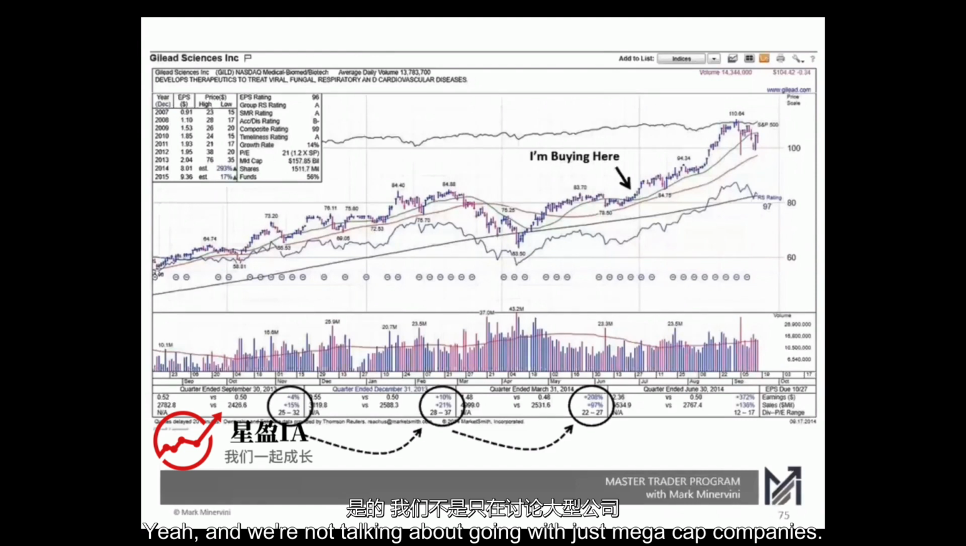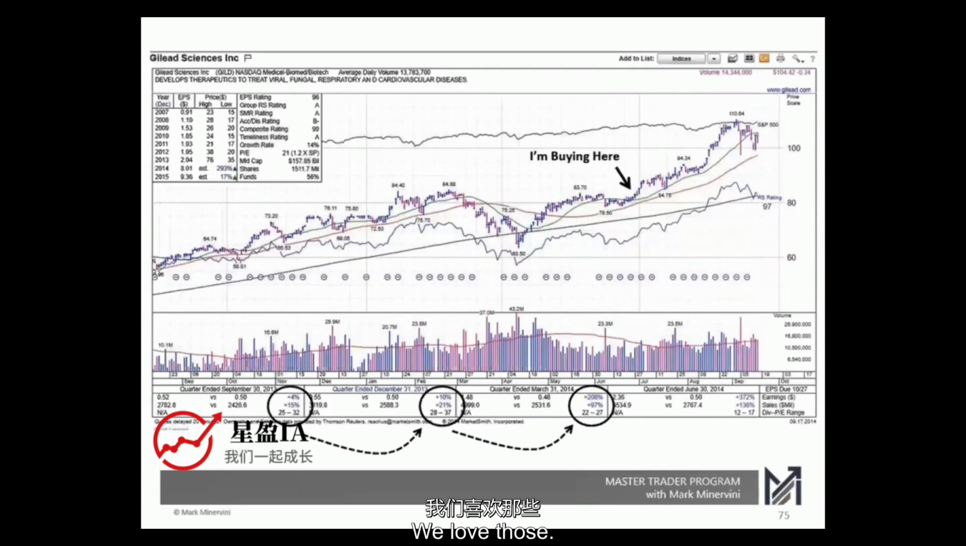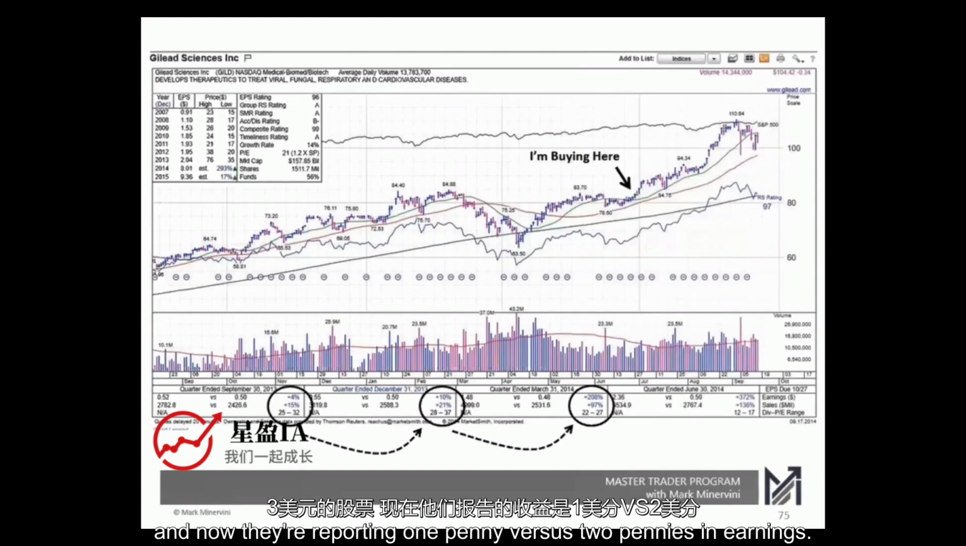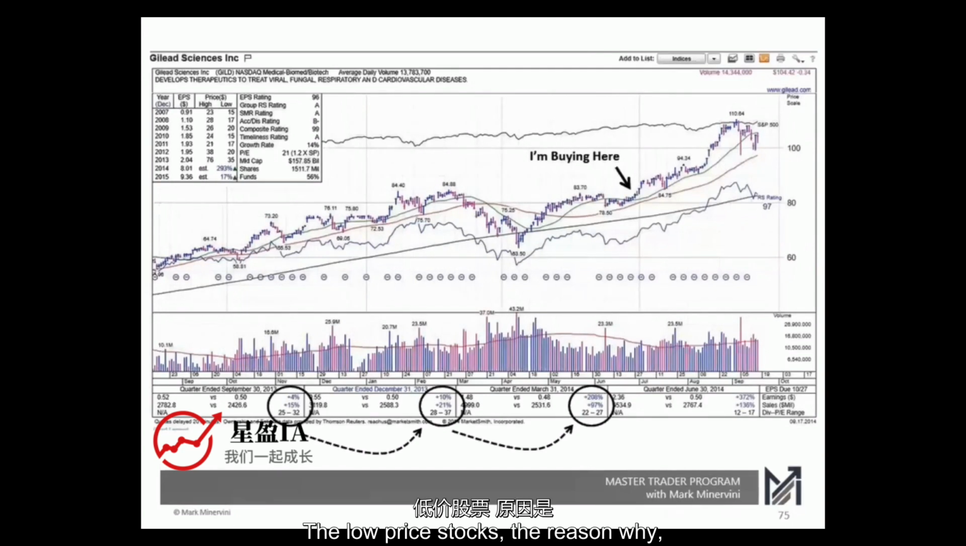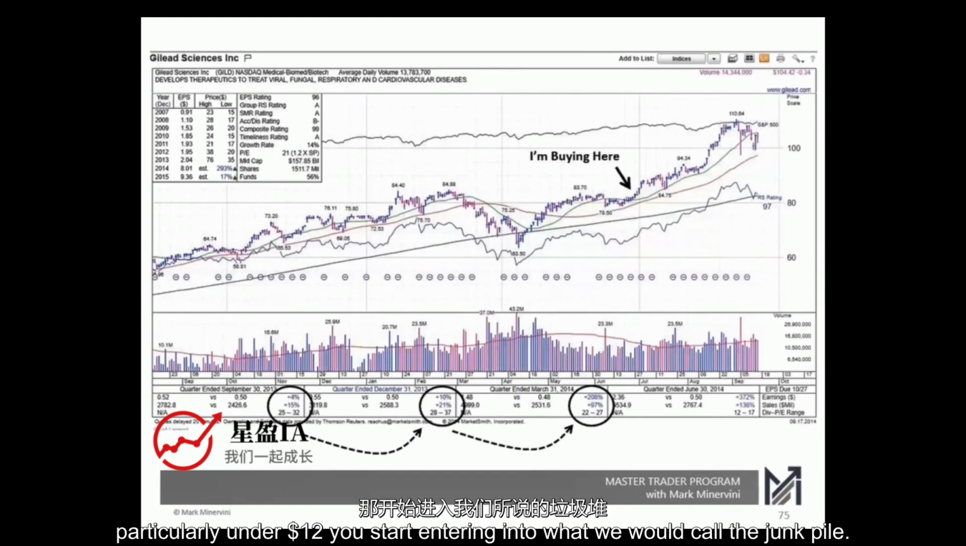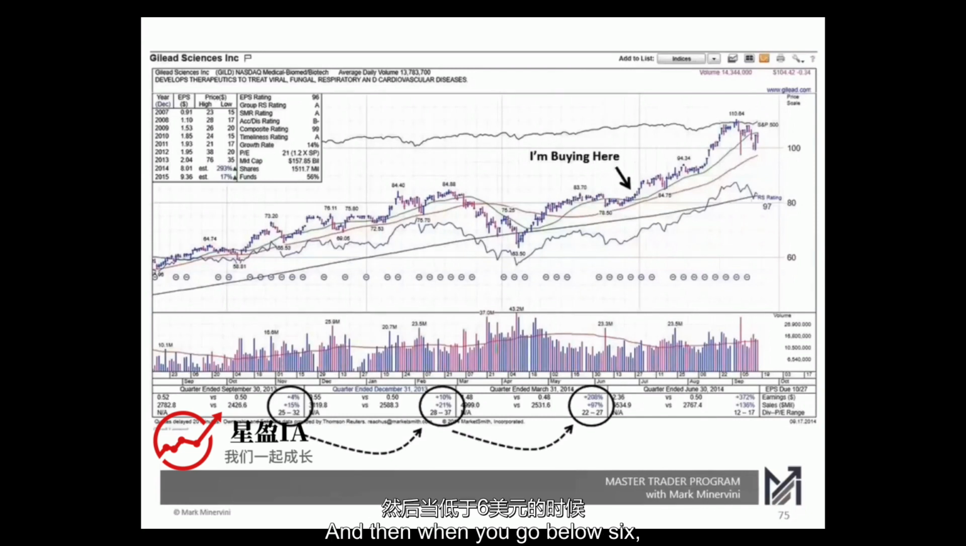Yeah, and we're not talking about going with just mega cap companies. Small cap and medium cap are great. We love those. But what David's pointing out, and I think we should add to that, is that we want to stay away from the penny stocks, the $2 stocks, the $3 stocks, now reporting 1 penny versus 2 pennies in earnings, and the low price stocks. The reason you want to stay away from the really low price, particularly under $12, is that it starts entering what we would call the junk pile. And when you go below 6, you really start to get very speculative.